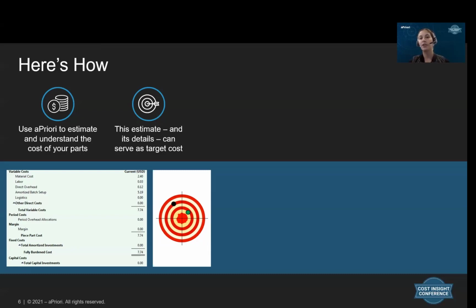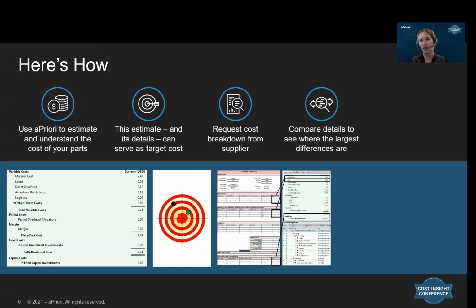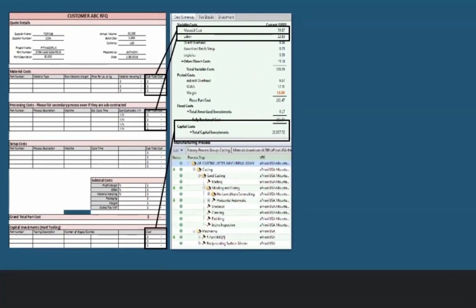why. Is there pressure from your customers to reduce cost? Will volumes go up if you can get cost out? Make the goal of getting cost out compelling for the supplier so they are a partner in the effort to reduce cost, and then request a cost breakdown from the supplier. Compare the supplier's cost breakdown to the aPriori breakdown.